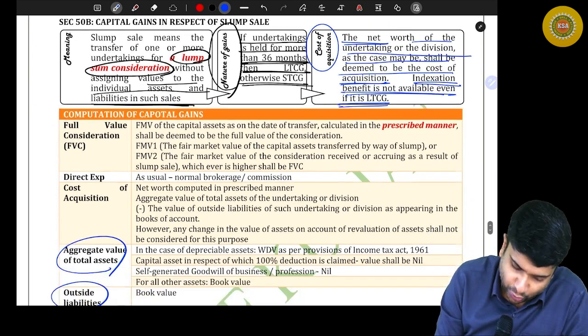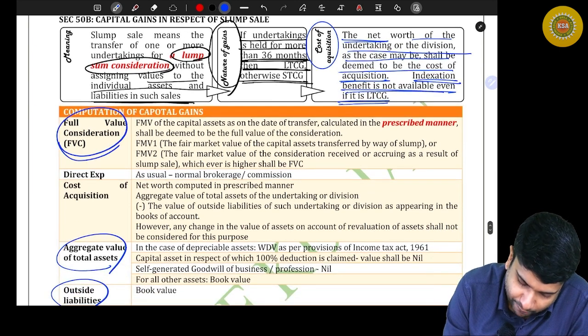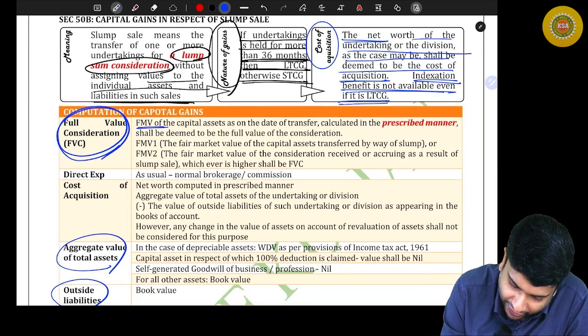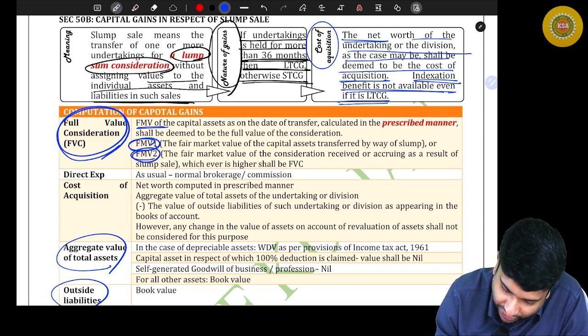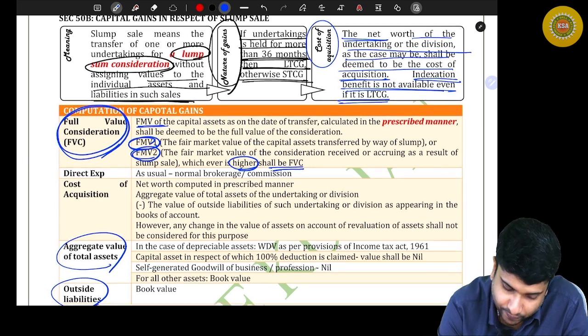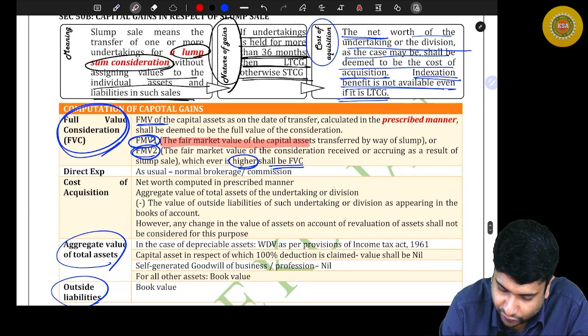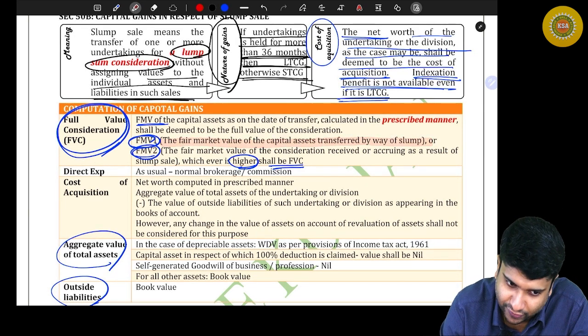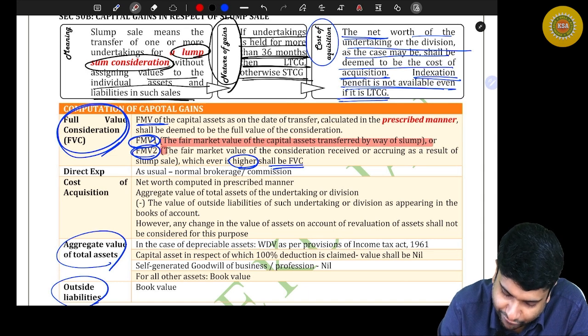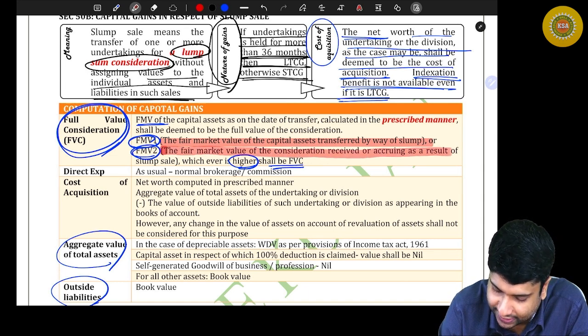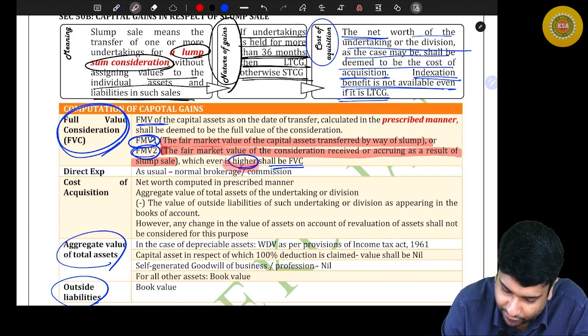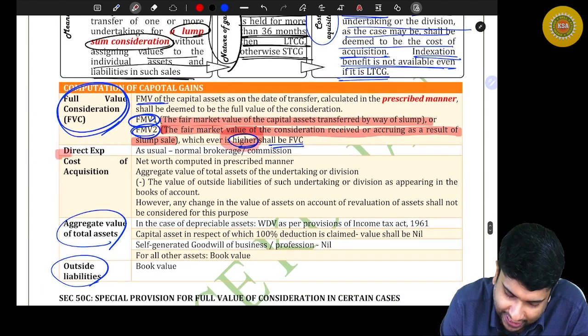Now, how do you compute the capital gain? How to compute full value consideration? It is the fair market value. FMV1 or FMV2, whichever is higher shall be the full value consideration. What is FMV1? Fair market value of the capital asset transferred by way of slump sale. Now, what is FMV2? The fair market value of the consideration received or accruing as a result of slump sale, whichever is higher.